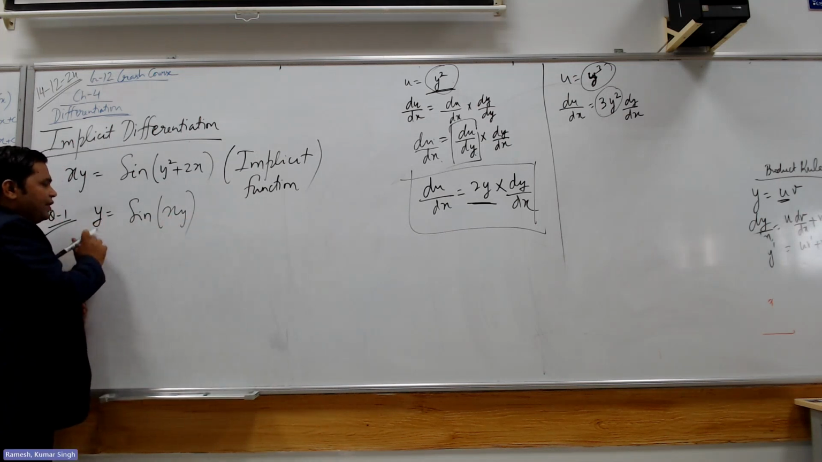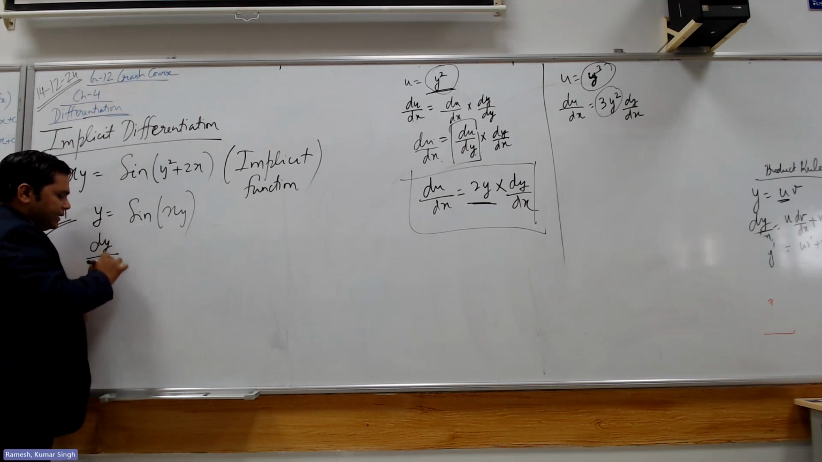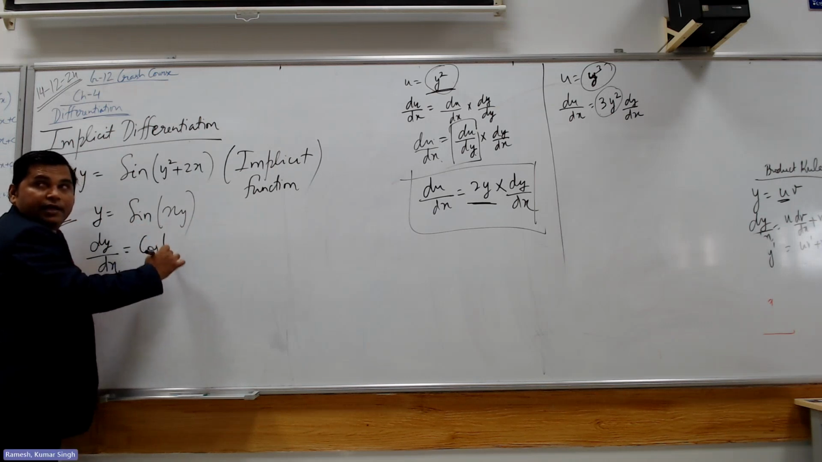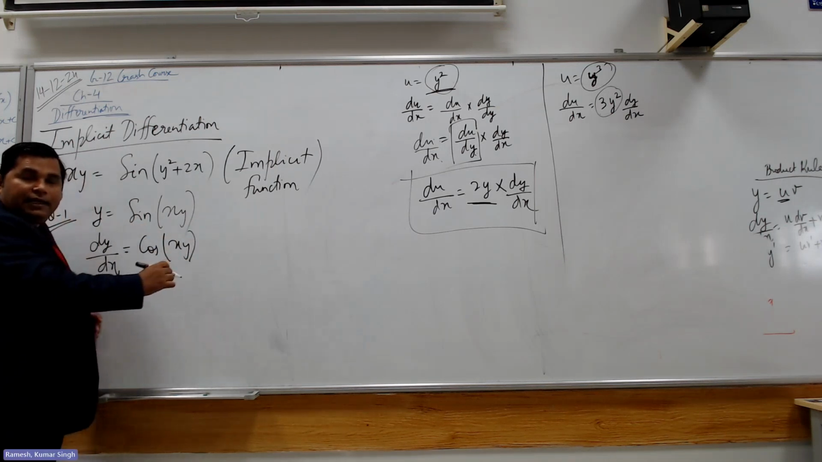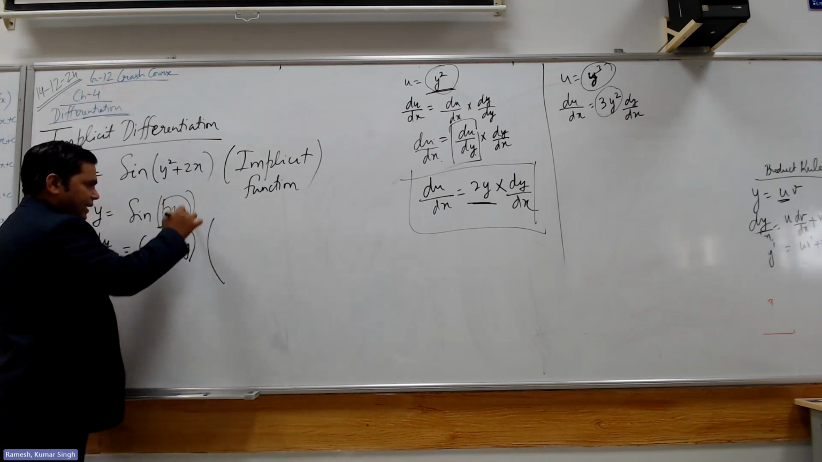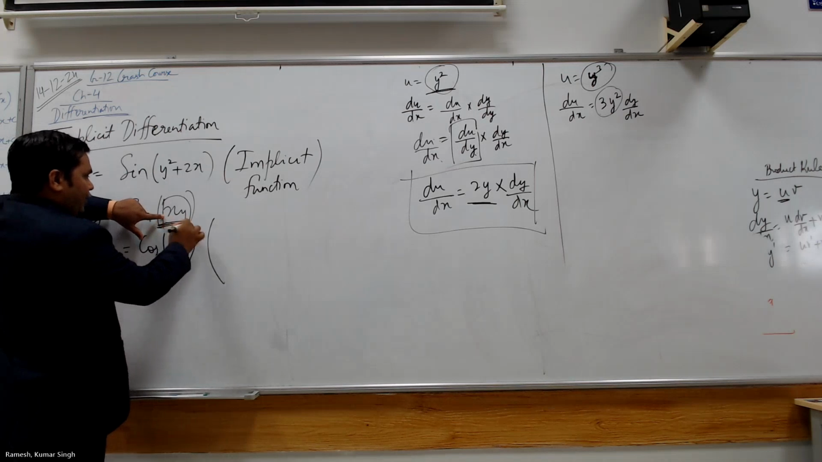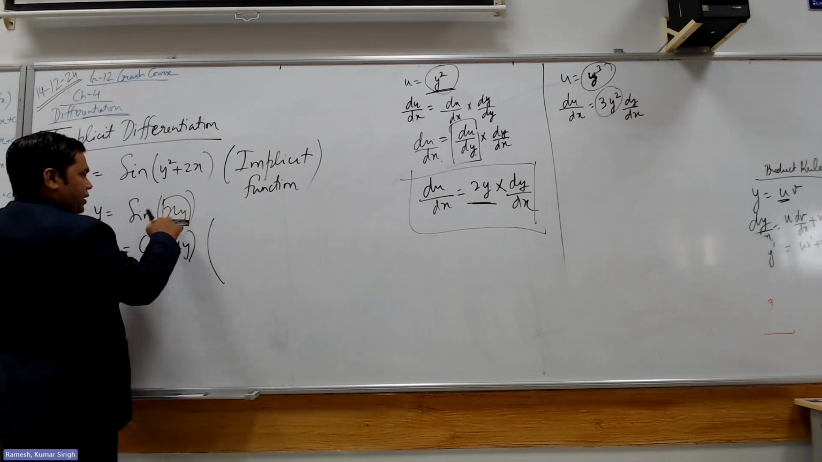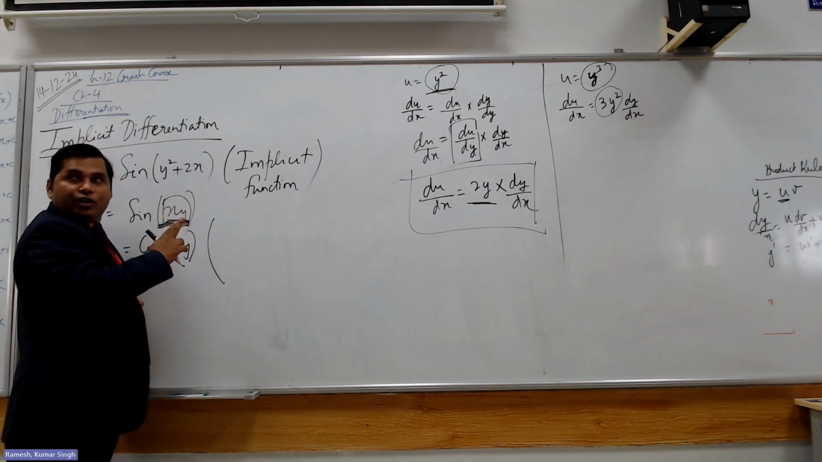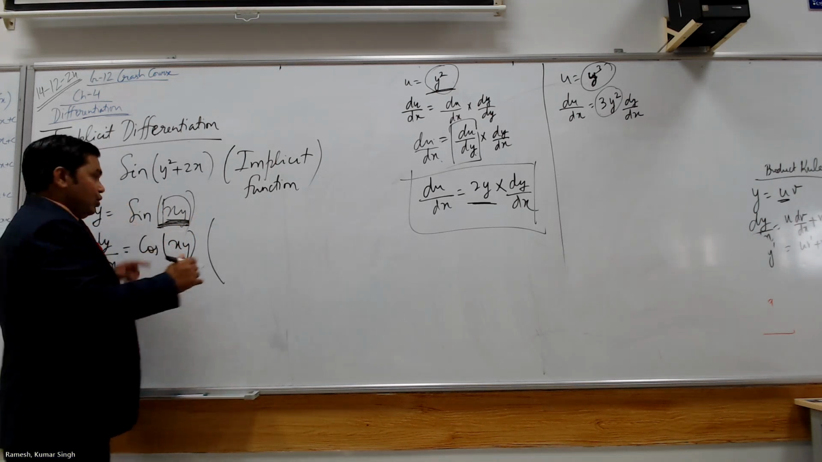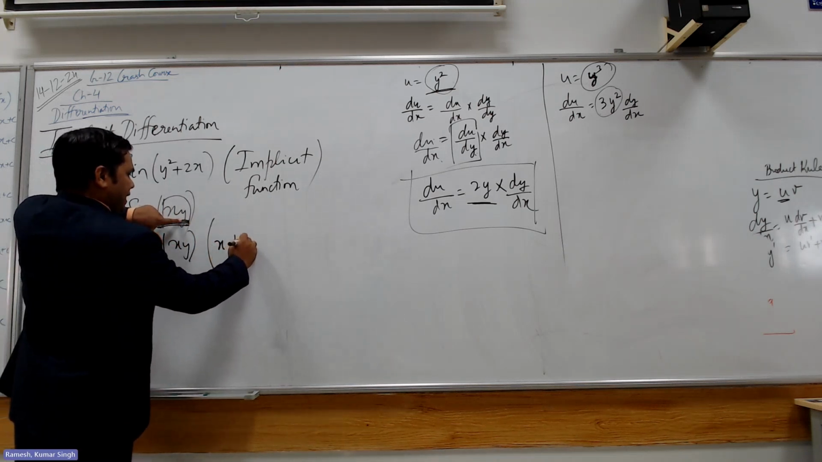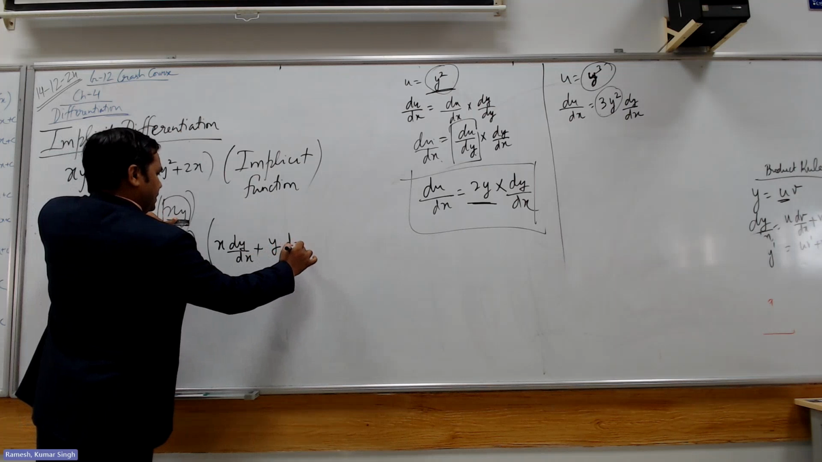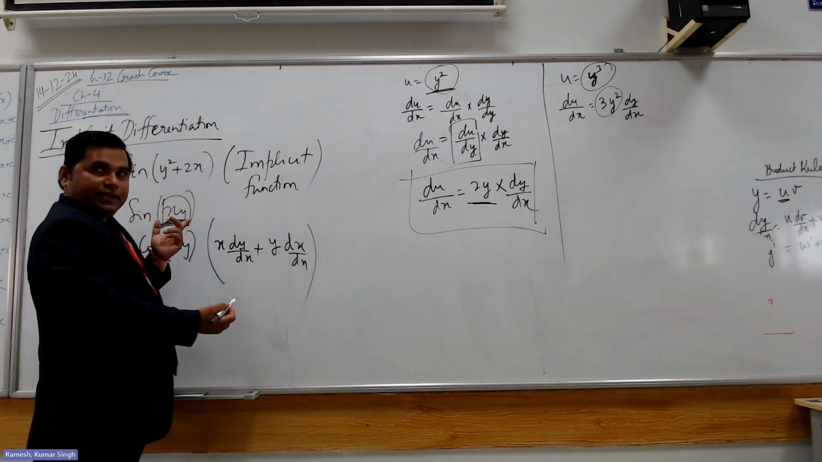Because these two functions are equal, the differentiations will also be equal. So what's the differentiation of y? dy over dx. The differentiation of sine is cos, so cos xy. Now we're going to differentiate this thing using the chain rule. Focus over here. As it's a product of two functions, xy, we're going to use the product rule. So x times dy over dx plus y times dx over dx, which is the differentiation of x, right?